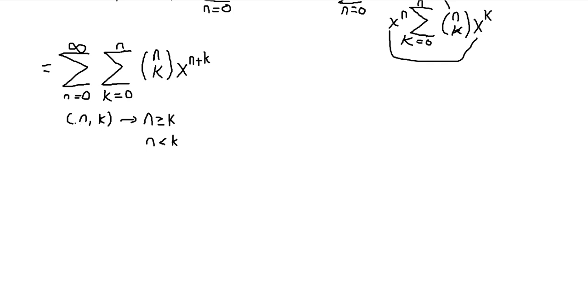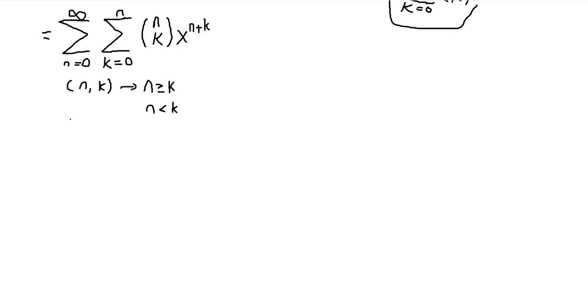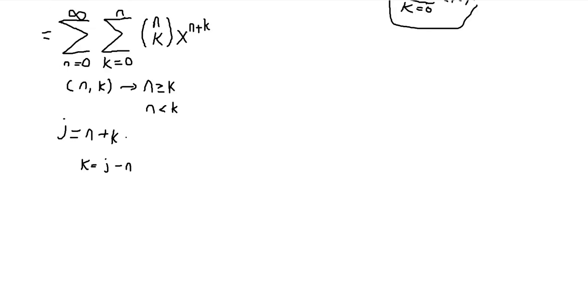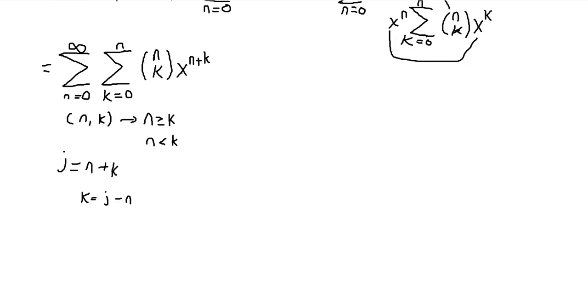And if we're extending our range, then for n plus k, we can just take cases. So let's say we fix j. We have some fixed integer j, and we want to look at j equal to n plus k. Another way to look at that is that if we have n, then k is just j minus n. And so our power of x will just be x to the j.